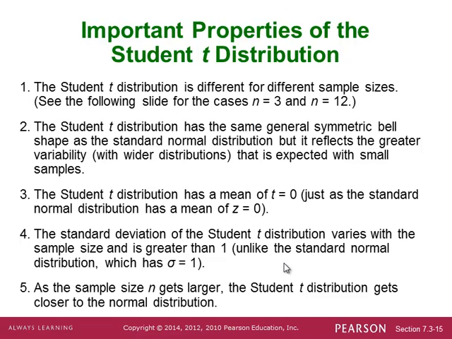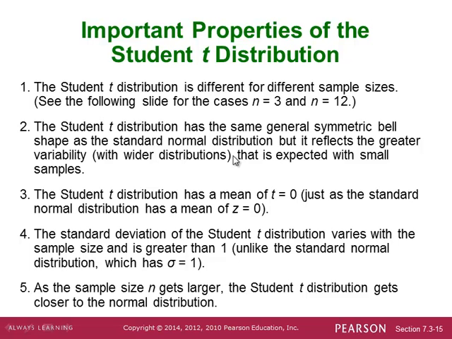Now, talking more generally about the t-distribution beyond just this sample. Number one, the t-distribution is different for different sample sizes. That's why we need to know the degrees of freedom so we can look up the appropriate t-critical value, which is different for different sample sizes, or degrees of freedom, which is n-1. Number two, the student t-distribution has the same general symmetric bell shape as the standard normal distribution, but it reflects the greater variability that is expected with small samples.